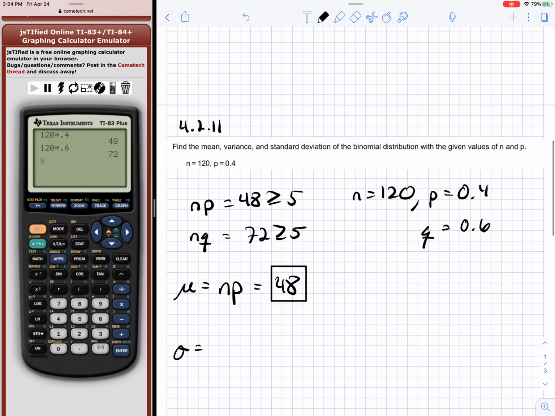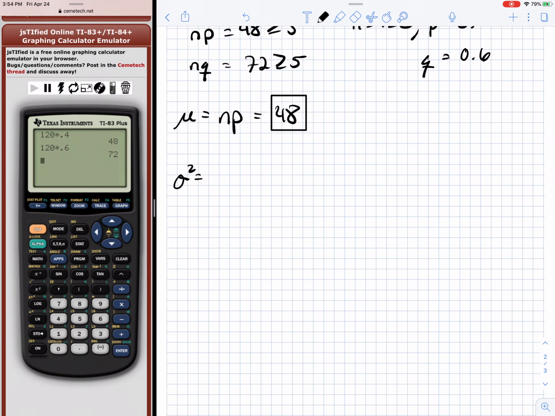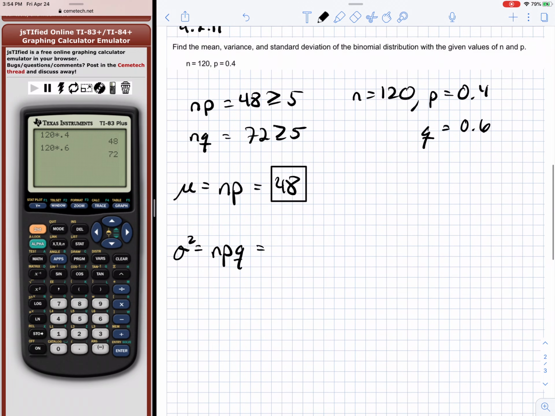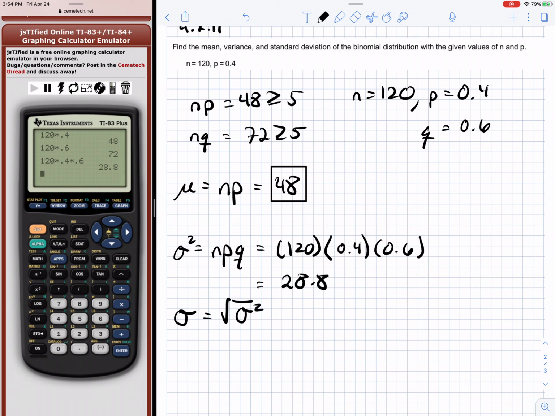The variance, okay, sigma squared, right? So the variance, being sigma squared, is going to be npq, okay? So that's going to be 120 times 40% times 60%. We get 28.8, and then the standard deviation, which is our sigma, is going to be the square root of the variance. That's going to be the square root of 28.8.